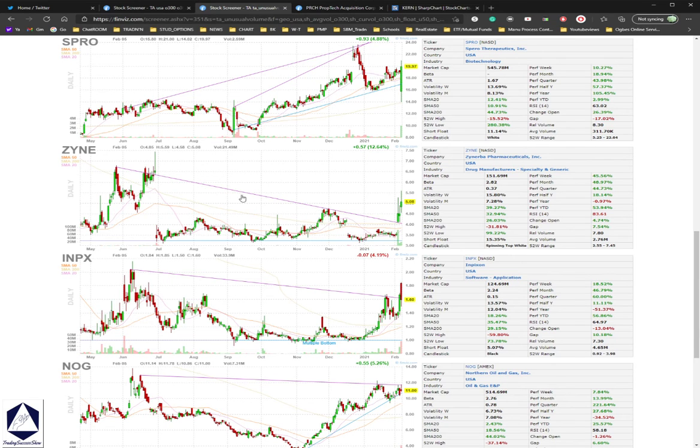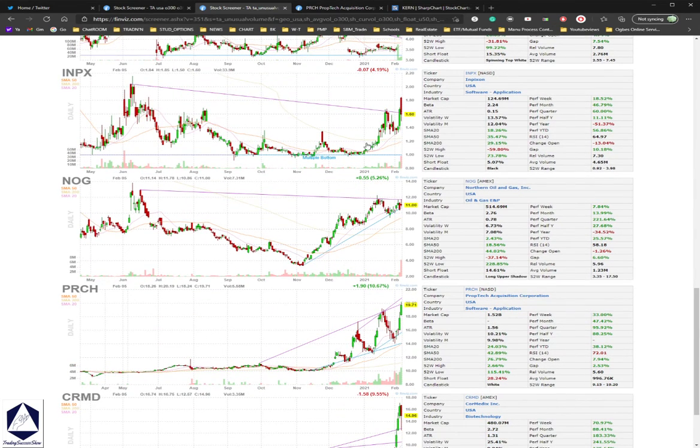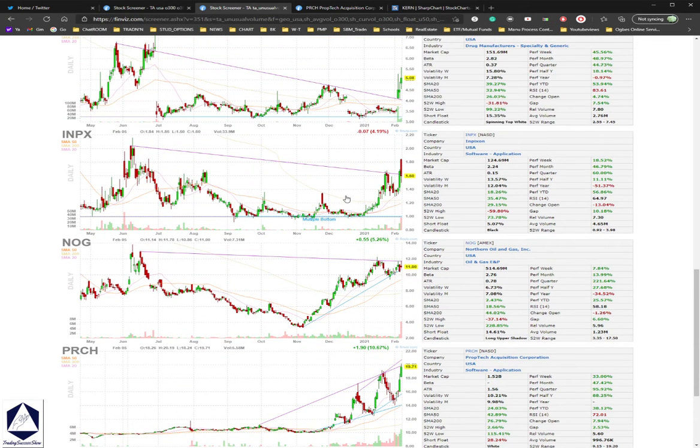All right. Next one is going to be INPX. INPX actually broke out and is coming back to retest that breakout level. So INPX is also good to be on radar due to the unusual volume that came into the stock.